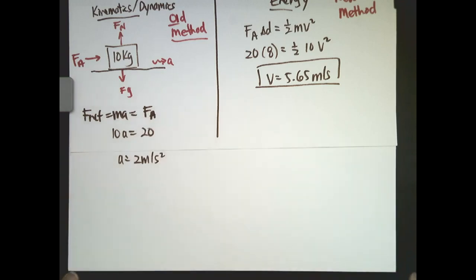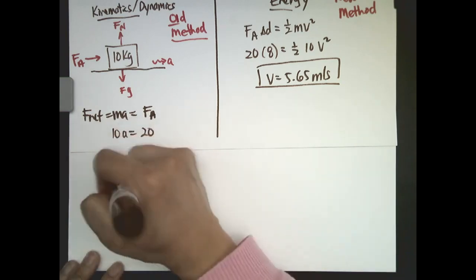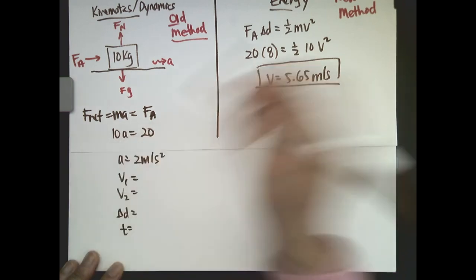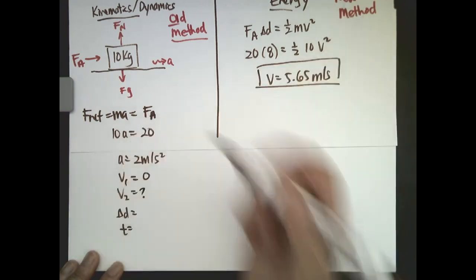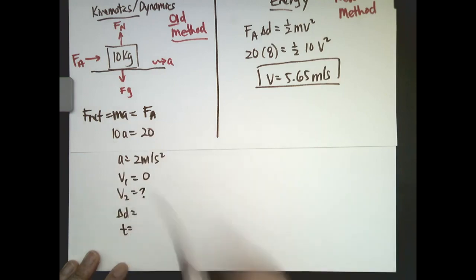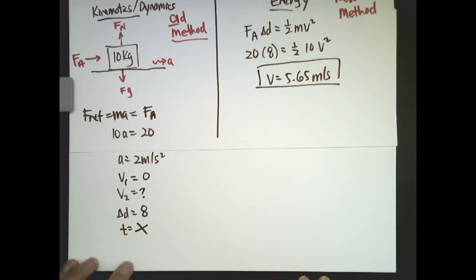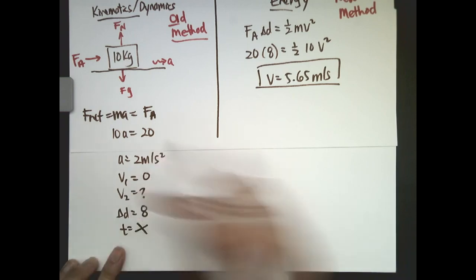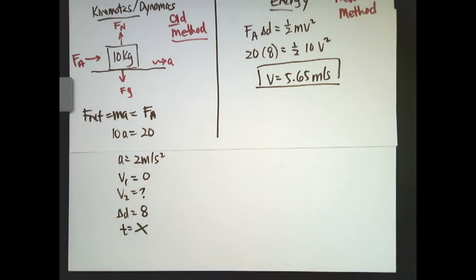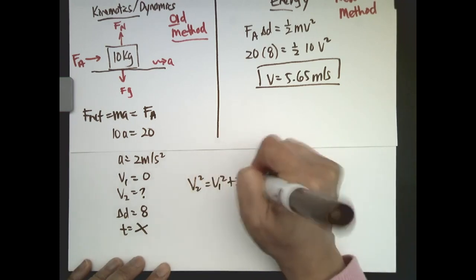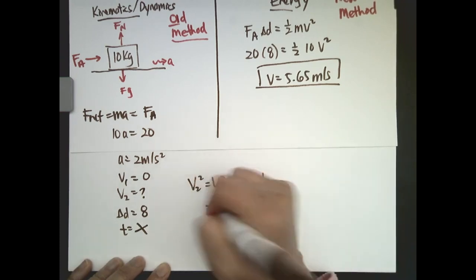Now that you have your acceleration, let's figure out the final velocity. I'm going to list my variables here. It started at rest. I'm trying to solve for the final velocity. My displacement is 8, and I'm ignoring time altogether. So let's use the formula that ignores time. I'm going to use this one, 2ad.